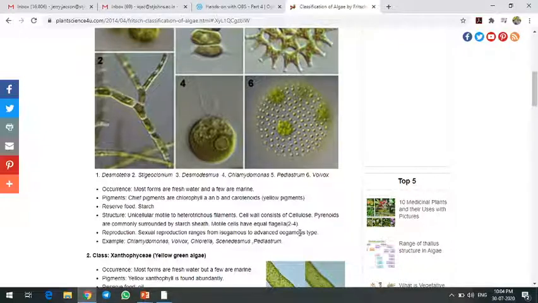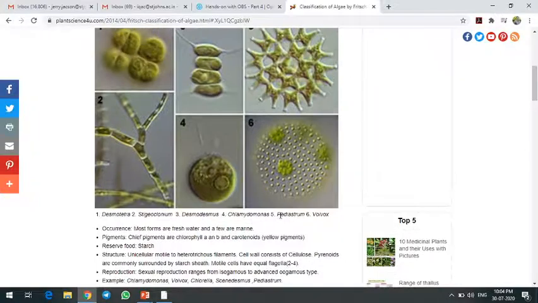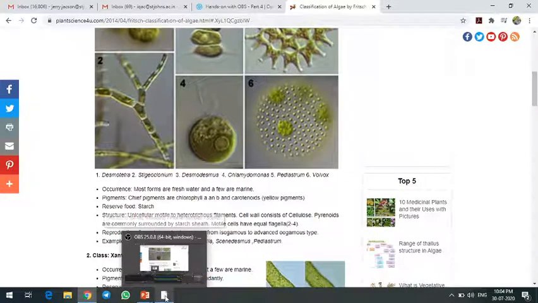female reproductive structure. So these are characteristics of Chlorophyceae, and we will be moving on to other groups in subsequent classes.